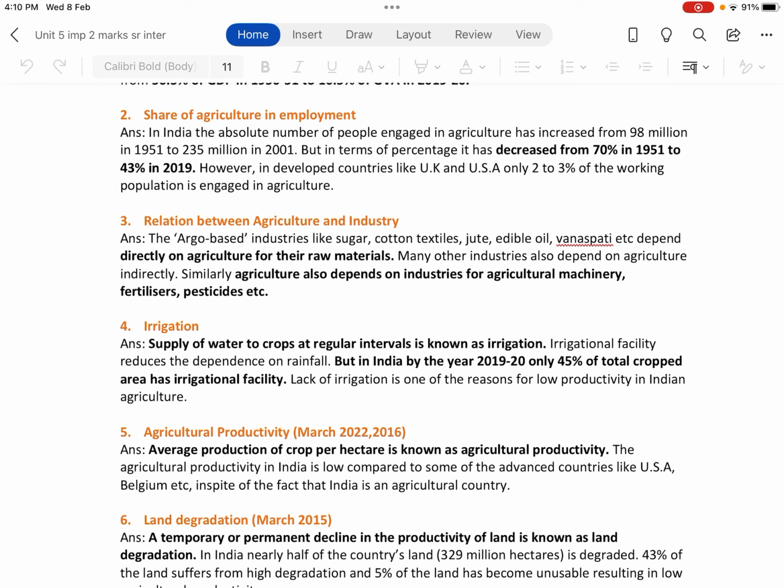Okay, next, moving on to the third one, relation between agriculture and industry. The agro-based industries like sugar, cotton textiles, jute, edible oil, vanaspati, etc. depend directly on agriculture for their raw materials. Any industry that depends on agriculture for its raw materials is called an agro-based industry. And many other industries also depend on agriculture indirectly. Similarly, agriculture also depends on industries for agricultural machinery, fertilizers, pesticides, etc. So this is a mutual dependence of agriculture and industry.